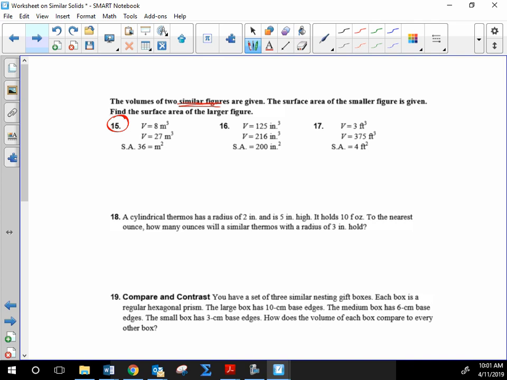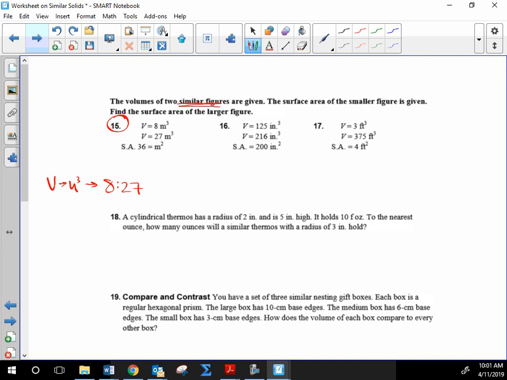Okay. So let's go ahead. This is our volumes. What are volumes measured in? Units cubed. Okay, I'm going to put that in parentheses. So volumes is measured in units cubed. So we want to keep that in mind when we do a ratio. Okay, so I'm going to go smaller to larger. 8 to 27.